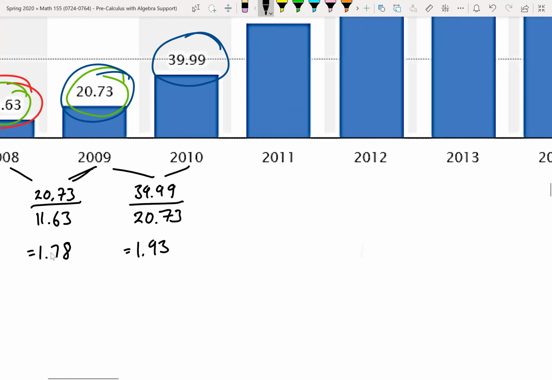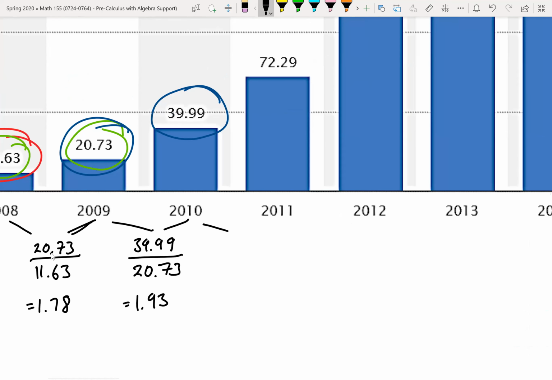Let's try the next two. $72.29 divided by 39.99 is 1.81. Let's do one more for kicks and giggles.